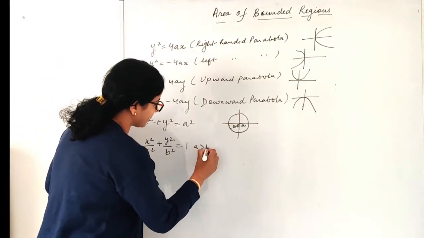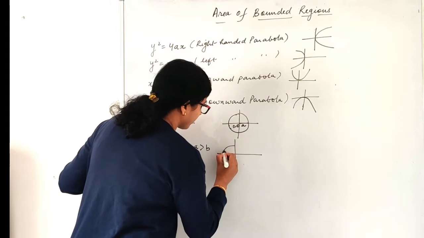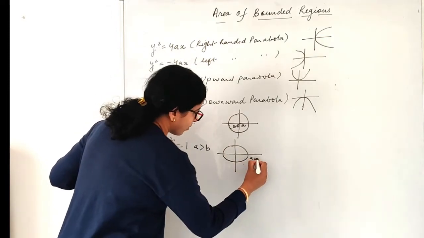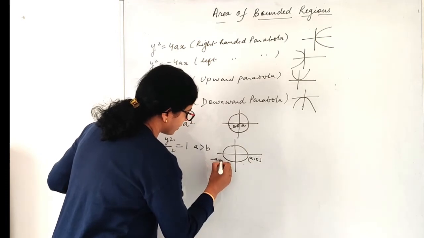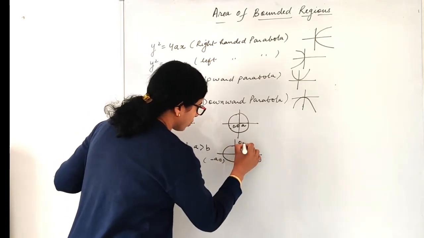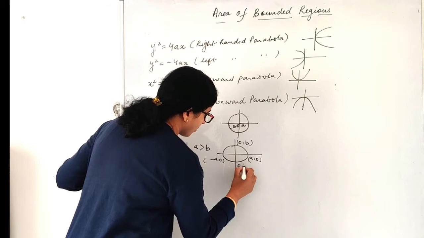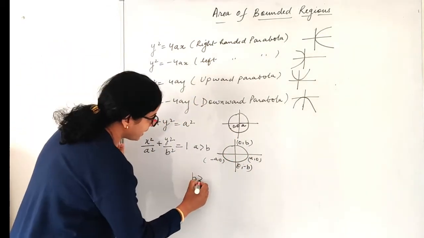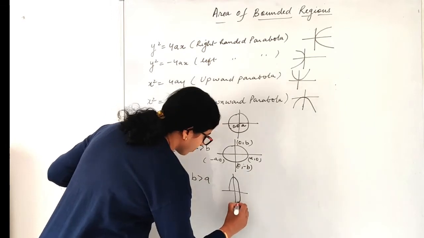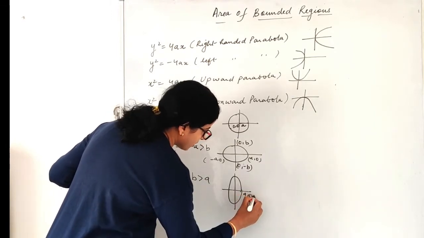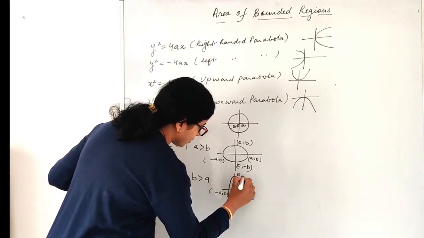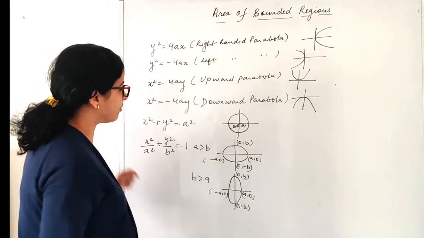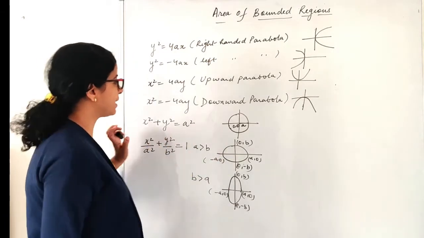If a is greater than b, the ellipse will be like this. Okay, this is a comma 0, minus a comma 0. This is 0 comma b, 0 comma minus b. Now had it been b greater than a, then it will become a vertical ellipse. So a comma 0, minus a comma 0, 0 comma b, 0 comma minus b. In that case, the major axis will be your y-axis. Here the major axis is x-axis.